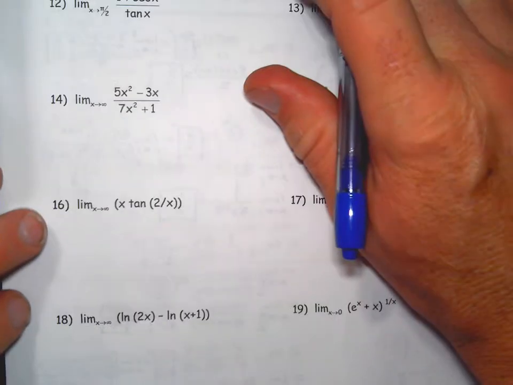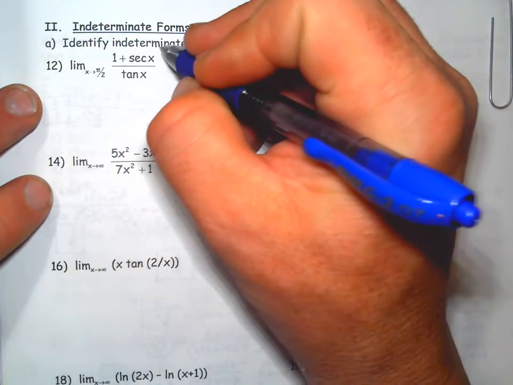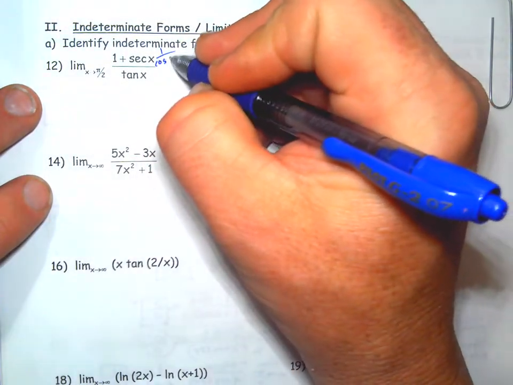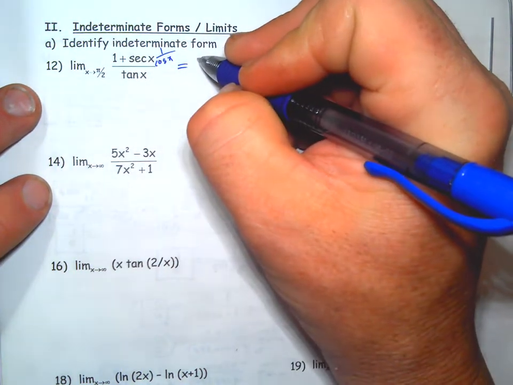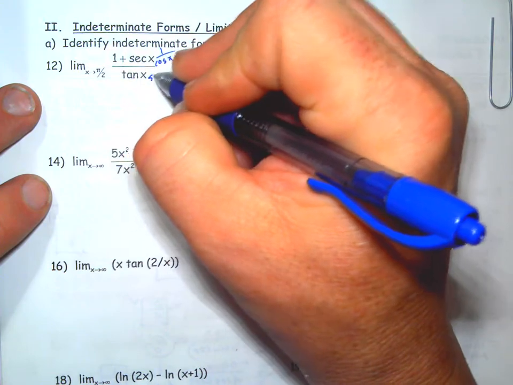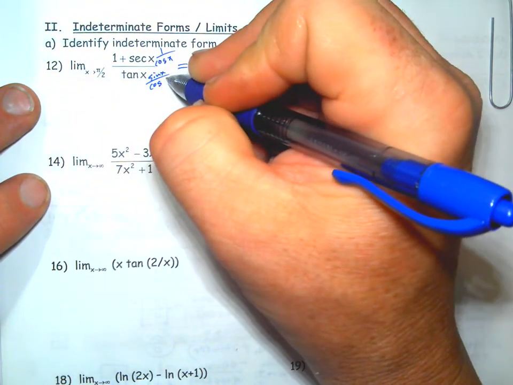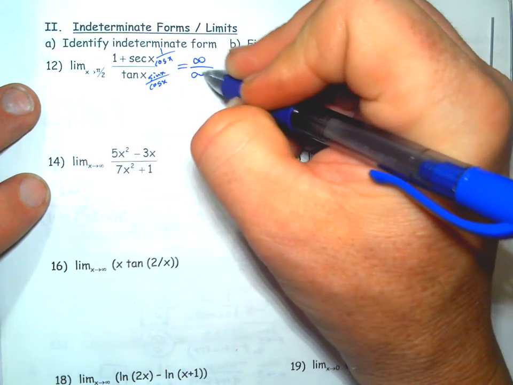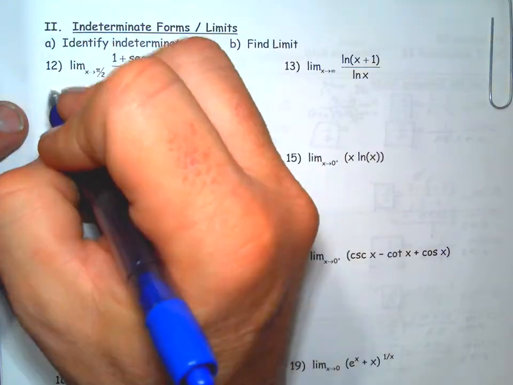Okay, let's see. Pi over 2, 1 over cosine. Cosine pi over 2 is 0. So that's going to be infinity over, this is sine over cosine. Sine pi over 2 is 1. Cosine of pi over 2 is 0. So you're going to get division by 0 again. So it's the initial indeterminate form.